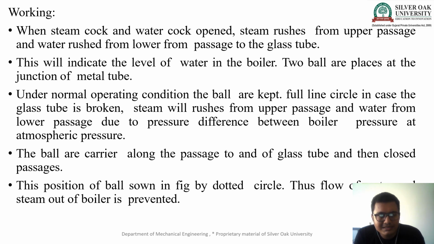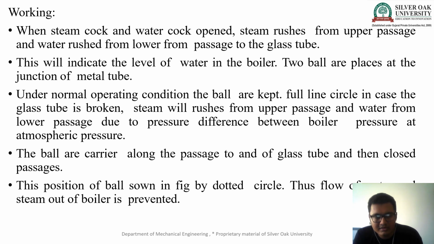Two balls are placed at the junction of the metal tubes. Under normal operating conditions, the balls are kept in the position shown by the full line circle. If the glass tube is broken, the ball is shifted from the first to the second place. Steam will rush from the upper passage and water from the lower passage due to the pressure difference between the boiler pressure and the atmospheric pressure. So the balls are carried along the passage to an end of the glass tube, and then they close the passage.